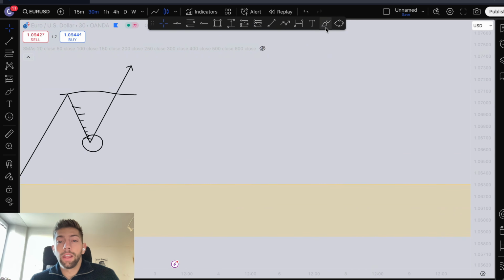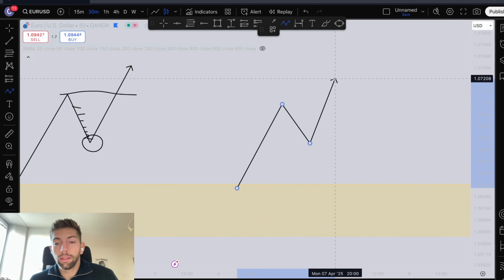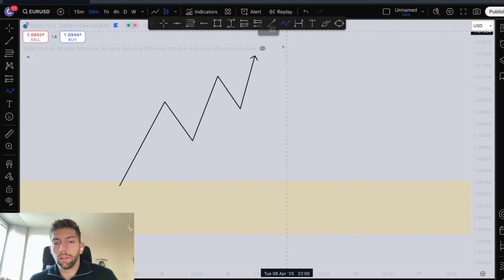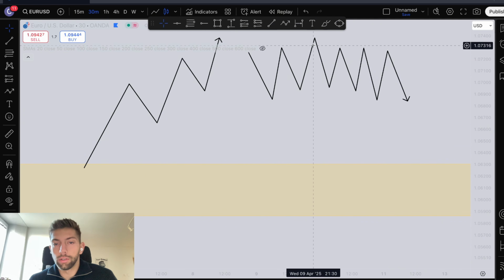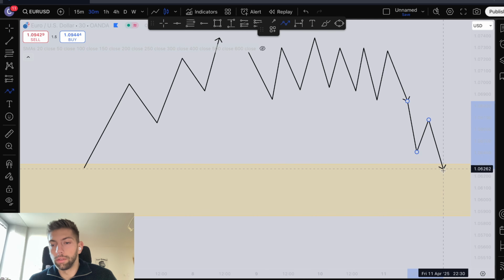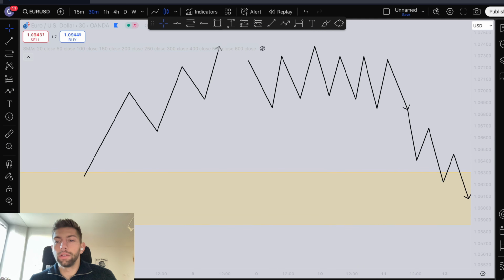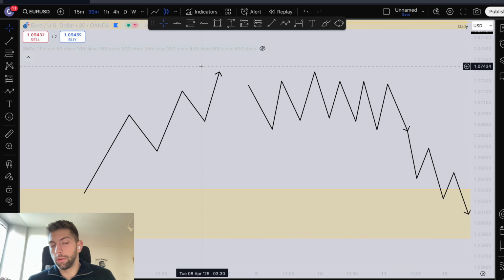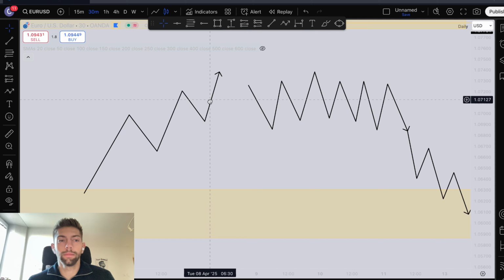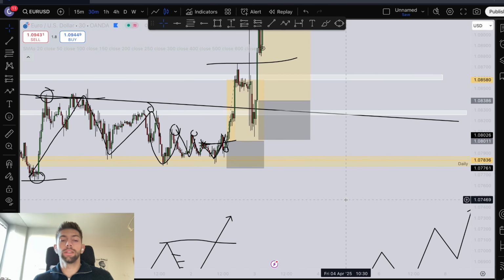You only see the market doing this, or you see the market doing this, which is a range, or you see the market doing this. You're not going to see the market doing anything else, okay? Which means the market is going either up or sideways or down. And that's it. So yeah, that was it for the breakdown.